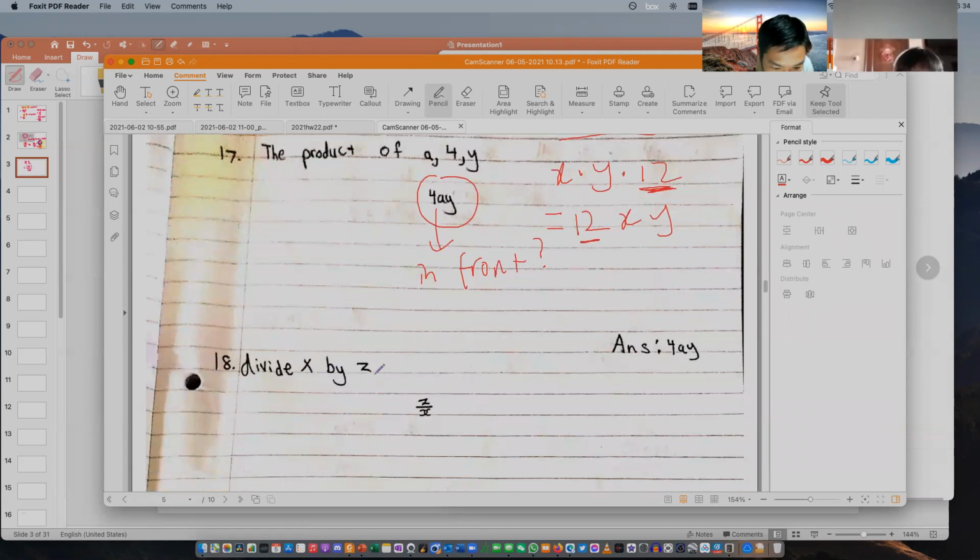Next, divide x by z. So by z means below. Huh? How come your z is on top? Divide x by z, by z means below, the z. How come your z is on top? Okay. By means below. Okay. Divide x by z. So by z means below.